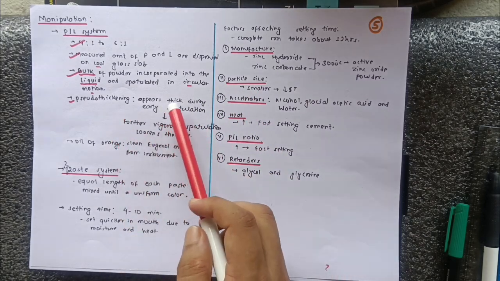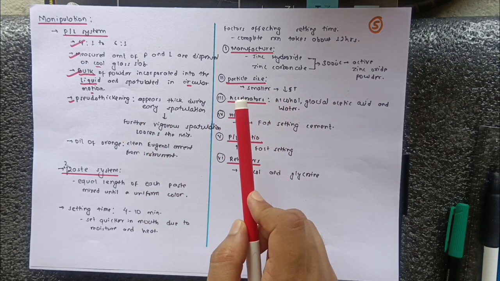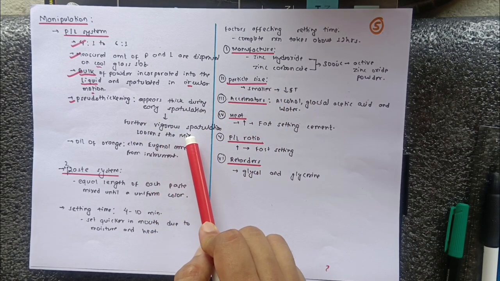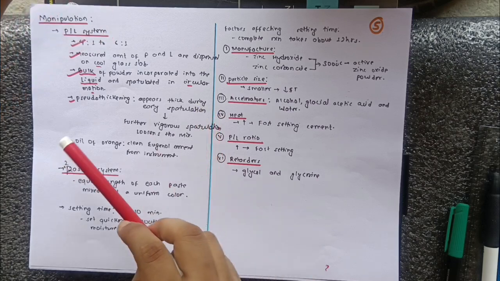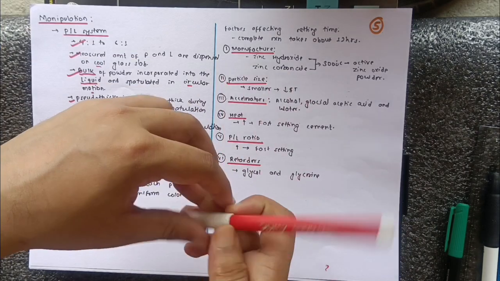Okay, there is presence of thickness, so that is a pseudo thickening. When we do vigorous spatulation of that, it would cause the loosening of the mix, and the mix will be thinner. So first of all, there is a pseudo thickening present. And after that, as I have written here, oil of orange.